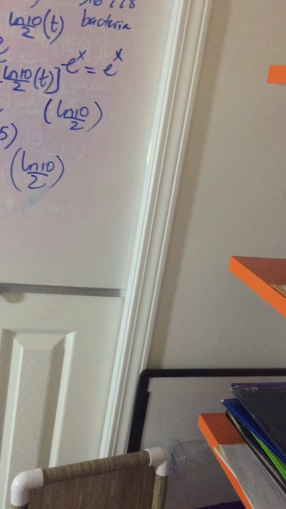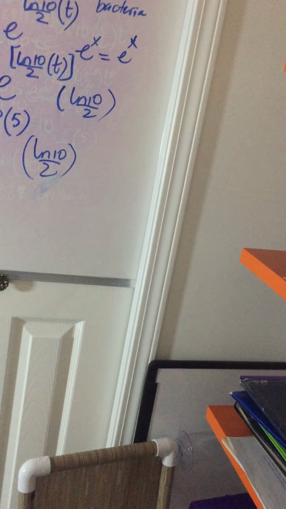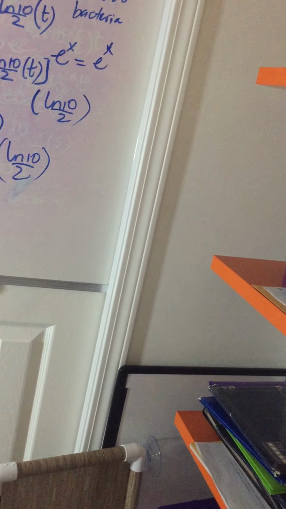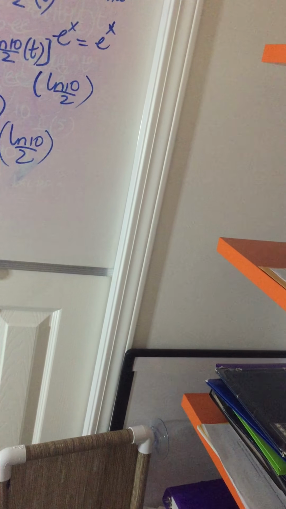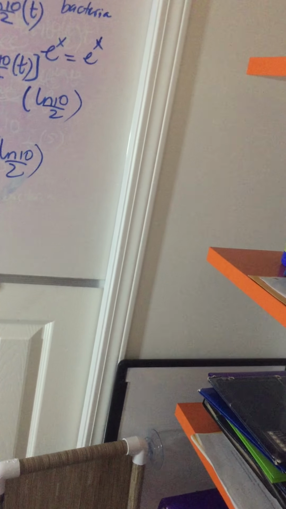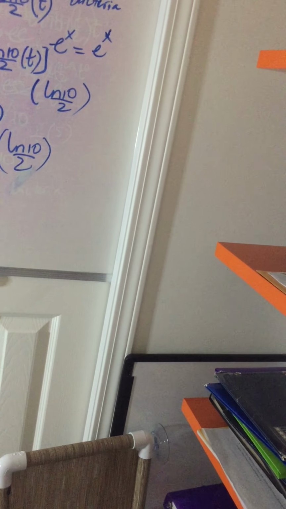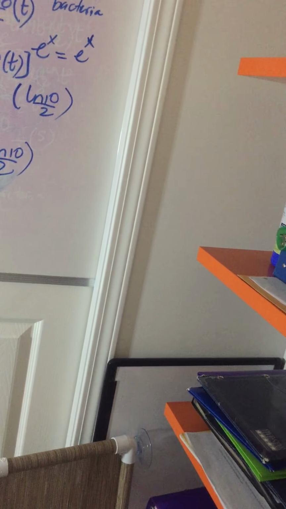Okay, let me try it again. I probably made some mistake. So second time, e to the power ln 10 times 2.5. Enter. Then times ln 10 divided by 2, times 1000.